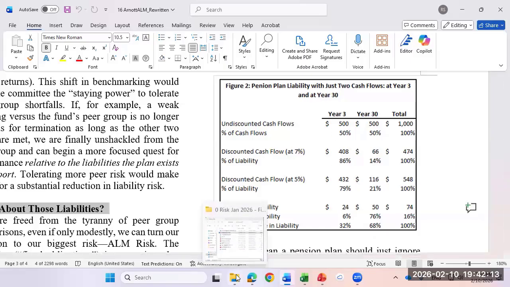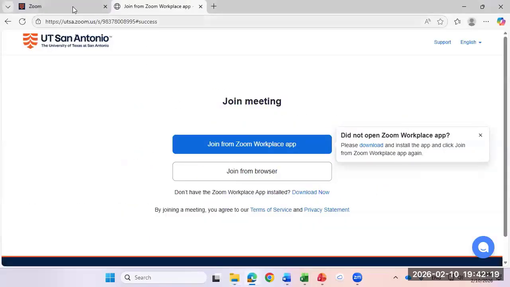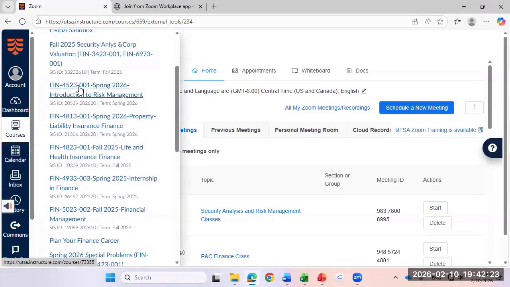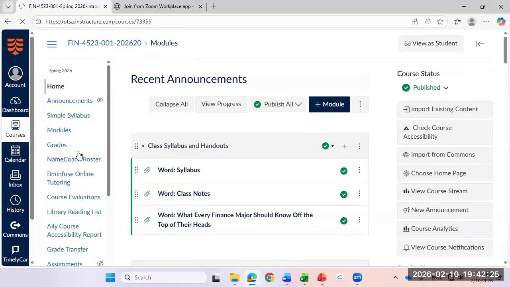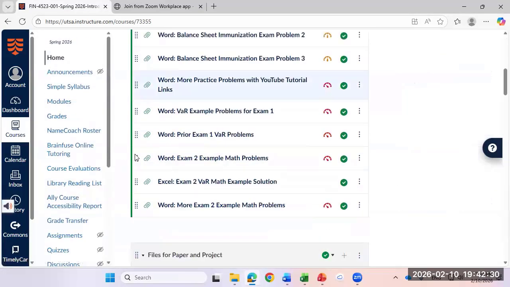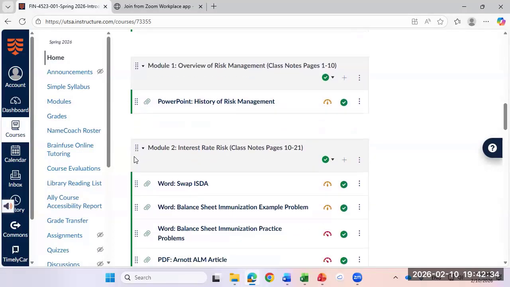If you look at how Arnott did it, let me go find Arnott real quick. I don't really need you to fully understand Arnott's approach, but I want to show you that he's a little bit more complex, but it is important what he's talking about.